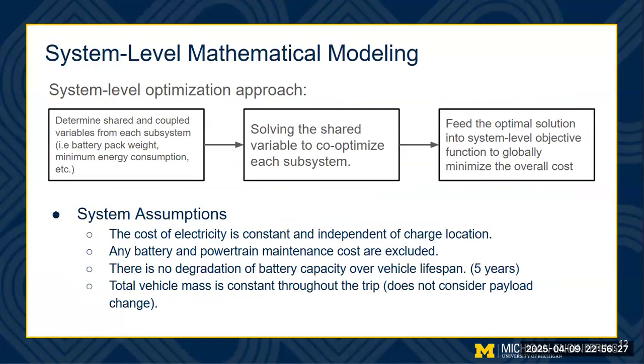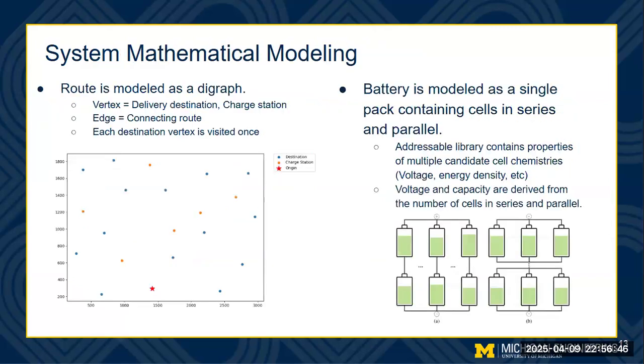Our optimization approach was to identify the linked variables in the subsystem models, simultaneously solve for the shared variables, and feed this into the system-level objective function. The assumptions included constant electricity costs, no vehicle maintenance costs, no battery capacity fade, and a constant vehicle mass in spite of deliveries. Next slide.